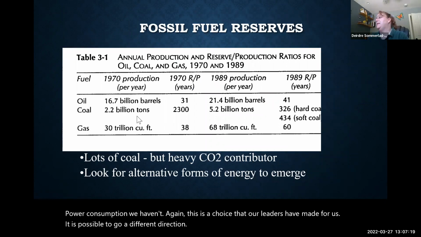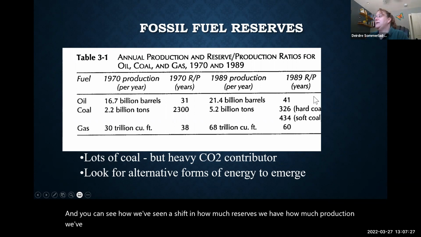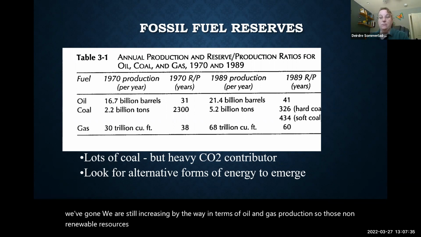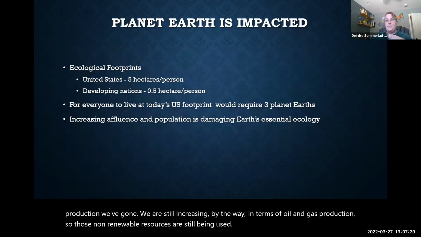And you can see how we've seen a shift in how much reserves we have, how much production we've gone. We are still increasing, by the way, in terms of oil and gas production. So those non-renewable resources are still being used. How the planet is being affected.